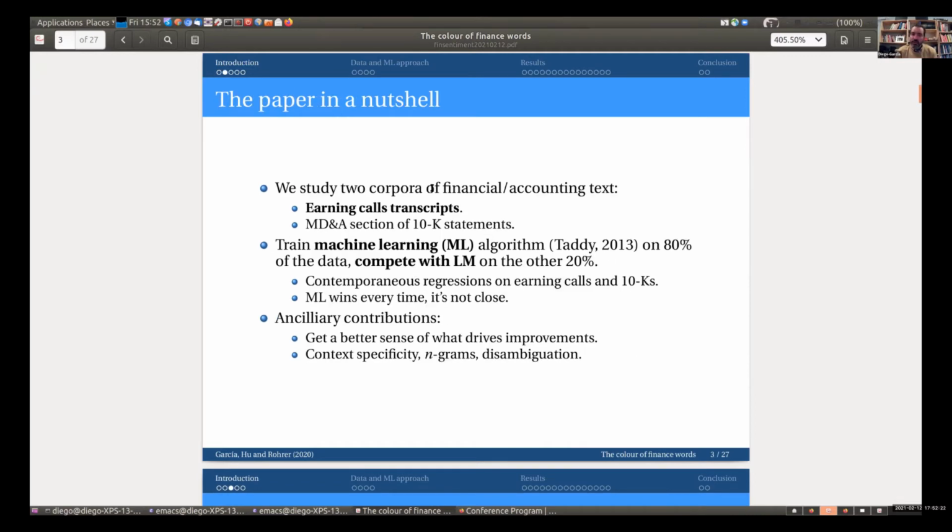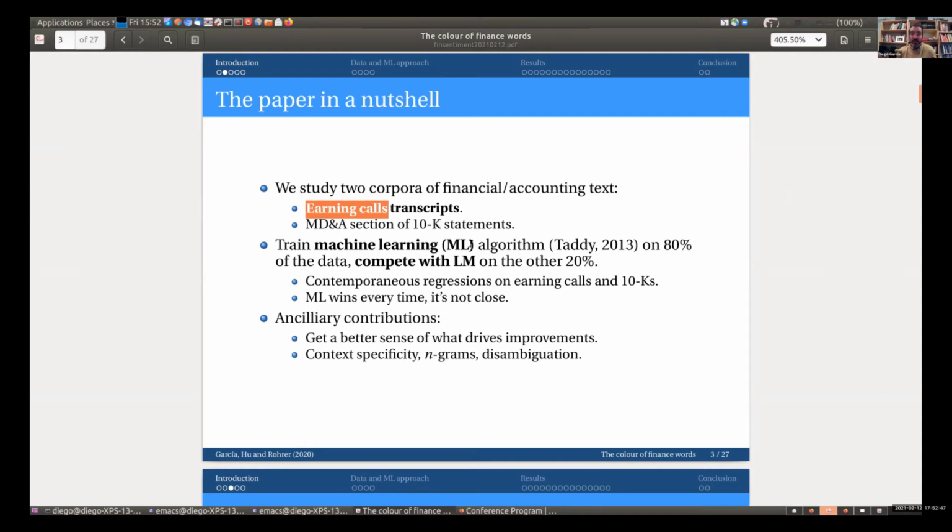We're going to be using 2 different corpora. In a 20-minute presentation, I'm only going to be able to show you the earnings calls results. We also have some results on 10Ks. We're currently doing a major revision to the paper, and I'm going to show you a few results that are not in the draft that is posted. They will be in the draft on our webpage very soon.